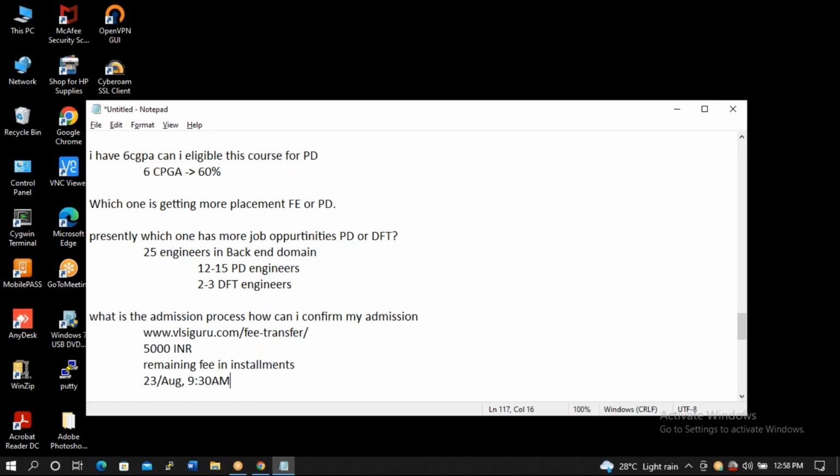Okay. And once we start the course, the first session will be what? Orientation session, where we'll help you with the entire flow. I mean, what will happen during the first week, second week, third week. Everything will be covered during the orientation session.